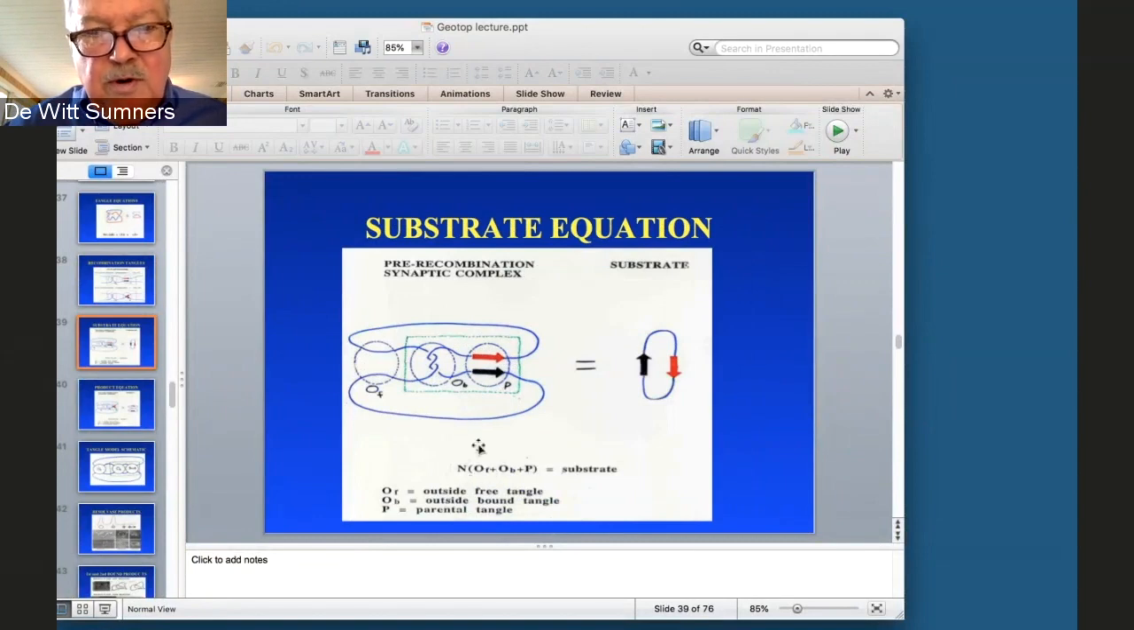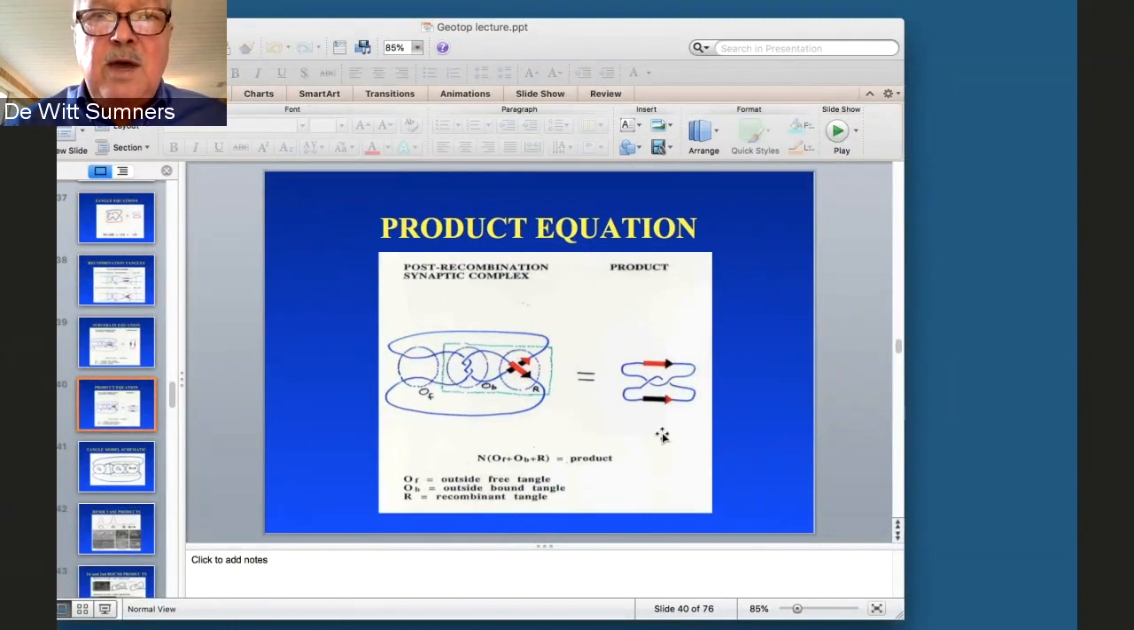And so I've got the numerator construction applied to the sum of all three of these tangles. If you forget the protein now, you get the unknot here with direct repeats. So that's the substrate. Again, I've got OF, OB, and P as the unknowns, and the substrate is something that's known. And this you control in your experiment. You can perform experiments on knotted substrates or on unknotted substrates. In this experiment, I'll be talking about knotted substrates only.